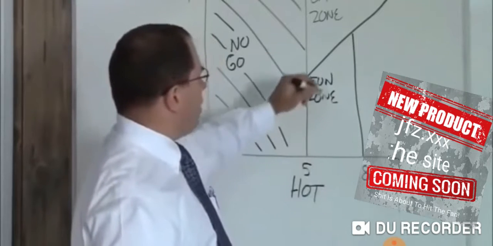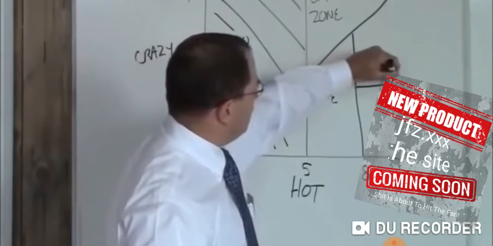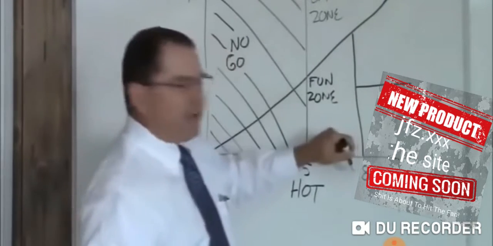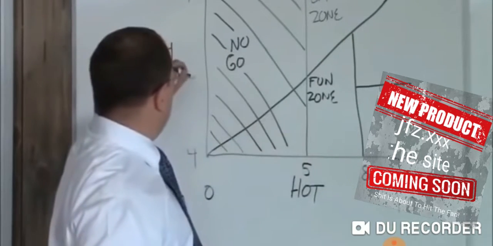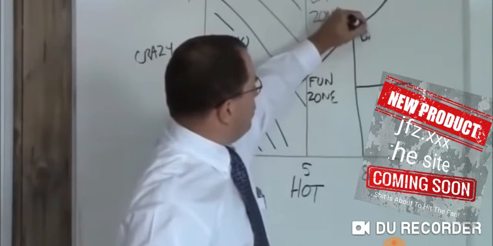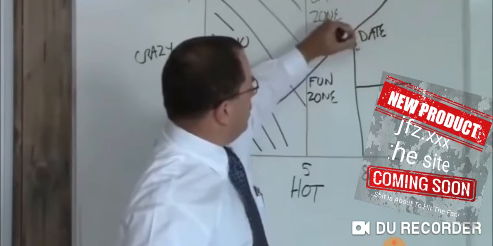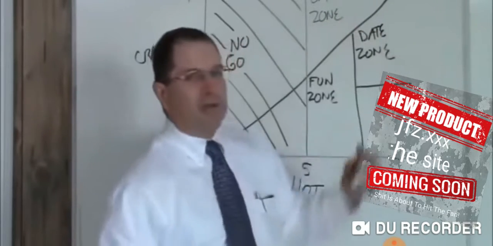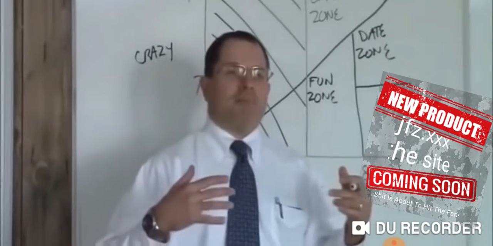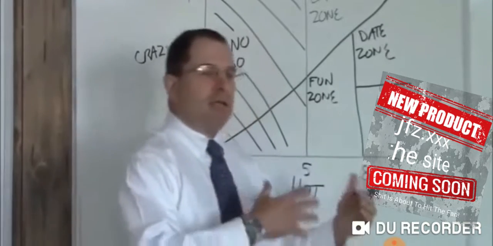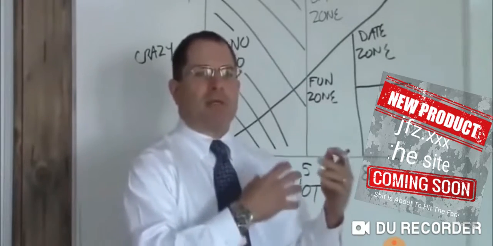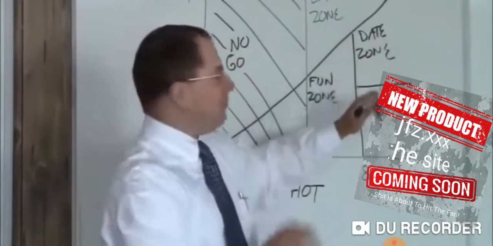Now, moving on, you have this zone here. This is below the crazy line, above an 8 hot, but still about a 7 crazy. This is your date zone. You can stay in the date zone indefinitely. These are women that you introduce to your friends and your family. They're good looking and they're reasonably not crazy most of the time. So you can stay here indefinitely.